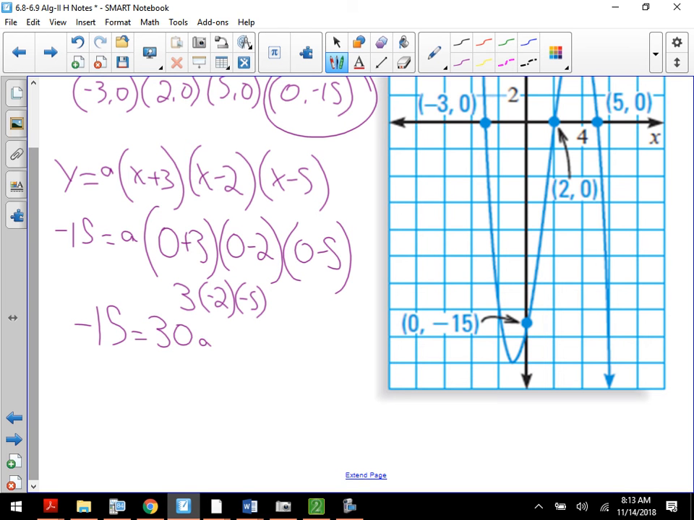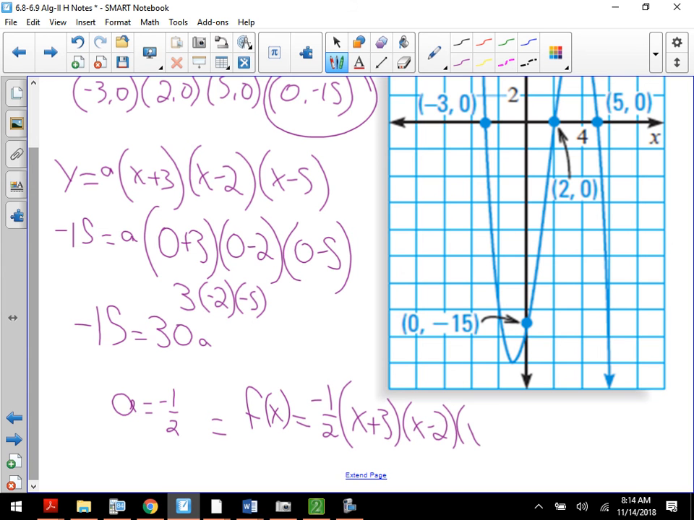30a. What's your value of a? Negative half. Which means the cubic function is f of x equals -1/2 times my zeros, (x plus 3)(x minus 2)(x minus 5). That's all it is. That's it.